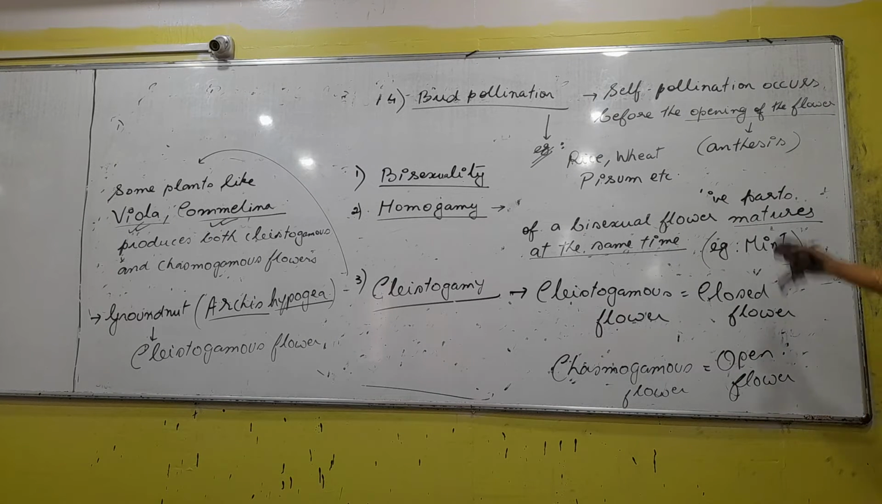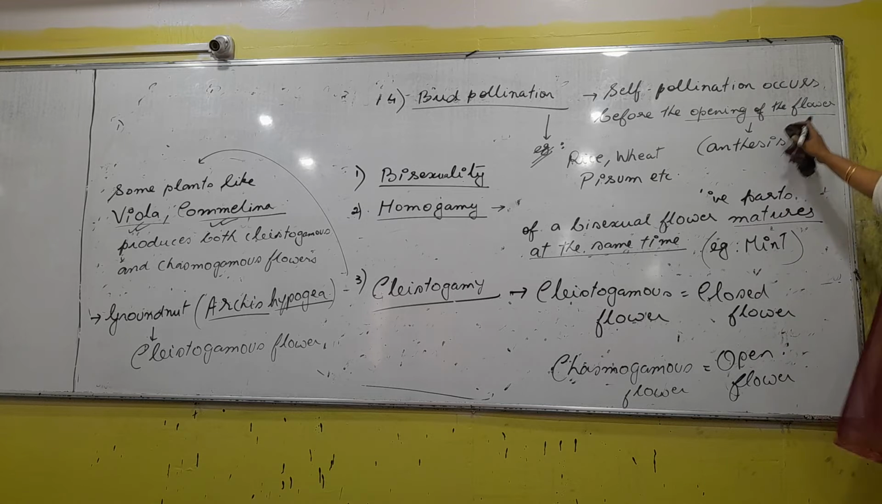Okay. Next, so what are the factors? Bisexuality we understood, homogamy we understood, cleistogamy we understood. The fourth factor is bud pollination. What is bud pollination? The pollination occurs during the bud stage itself. So what we have written, if the self-pollination occurs before the opening of a flower, the statement cannot be referred to as cleistogamy.